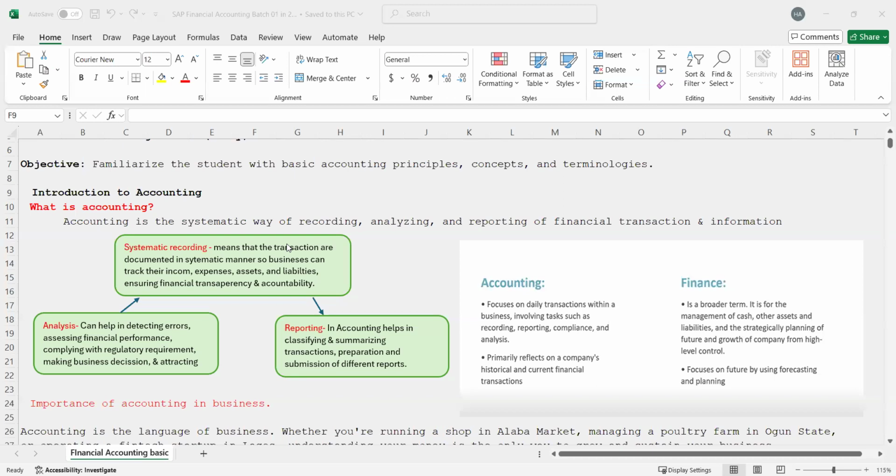You need to understand liquidity. You need to know how to interface with the banking guys, so as to ensure that the business thrives better and borrows money at lower cost, and all those things. They are also focused on the future by using forecasting and planning. So this is what finance people often do.